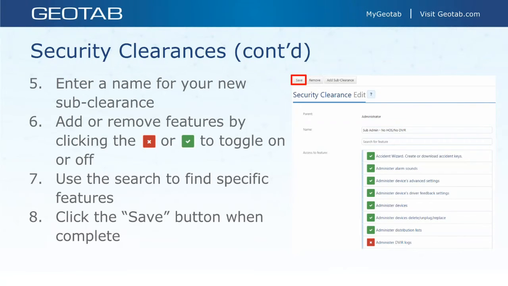It's then going to show you a checklist of all the different features that particular clearance is able to access, whether they can administer, whether they can view, whether they can report, whether they can make changes. Green check mark means they can do it. The red X means that they can't do it. When you're editing this new subclearance, you can just toggle those on or off. Just click on that green check or that red X to either give or take away. There is a search feature there if you want to find specific features, and when you're done, click Save. After you save this new subclearance, it's going to appear in the drop-down list under Security Clearances when you are assigning users.